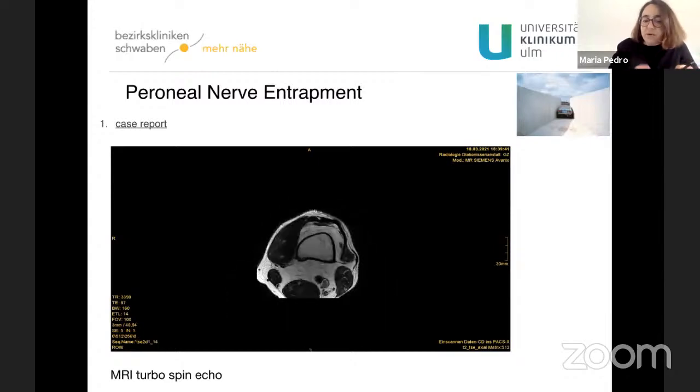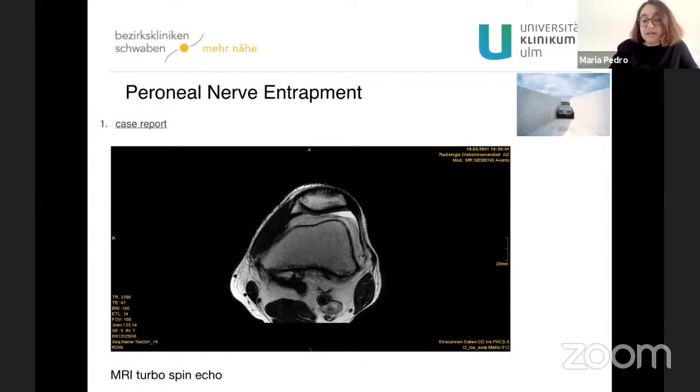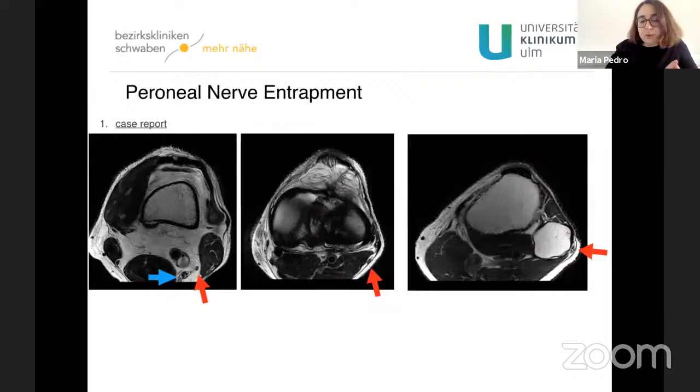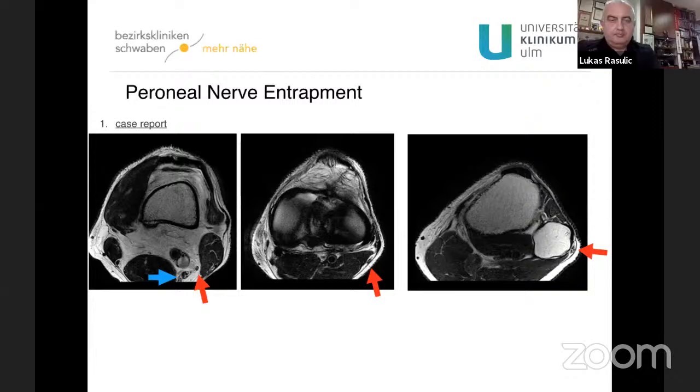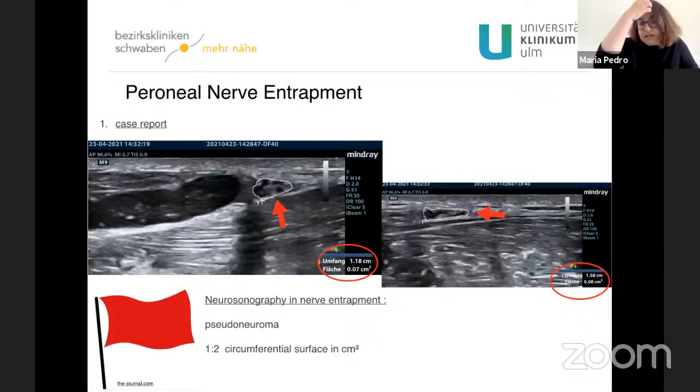Now I brought you a kind of normal MRI. It's a turbo spin echo on the left nerve and on the right side the peroneal nerve. The blue arrow is the tibial nerve, the red arrow is the peroneal nerve, and you see on the right the peroneal nerve is normal looking, but it's really squeezed and stretched somehow, but its signal is kind of normal.